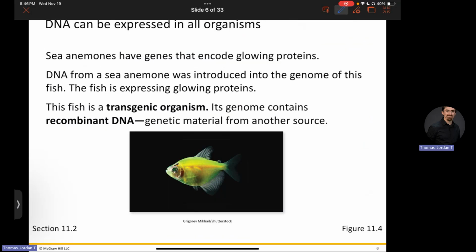So this is when we're going to start getting examples of DNA technology. DNA technology can be used in a wide variety of ways. For each type of way we talk about, know its name, its function, basically how it works, and how it's used. So the first thing: DNA can be expressed in all organisms. In this scenario, sea anemones have genes that encode for glowing proteins. DNA from a sea anemone was introduced to the genome of this fish that we see right here.